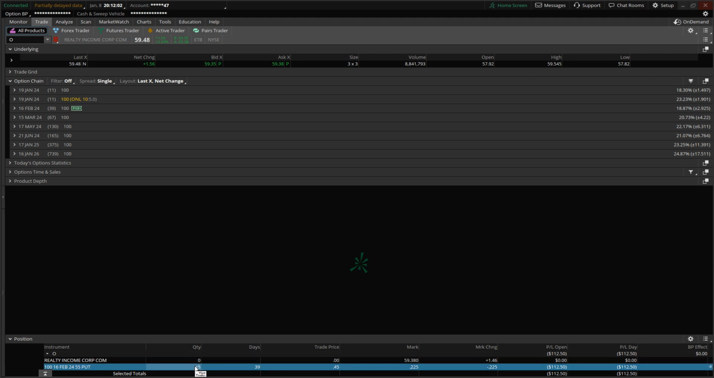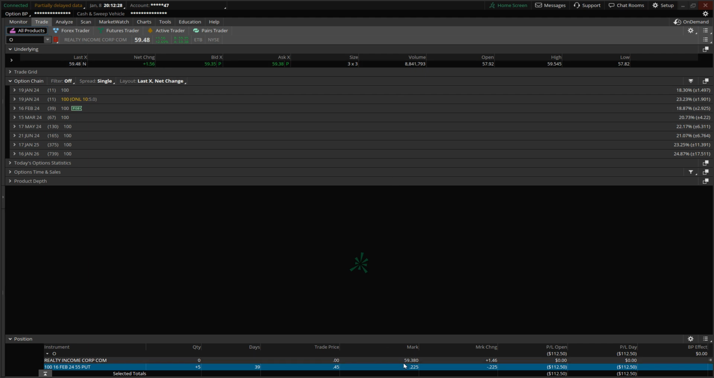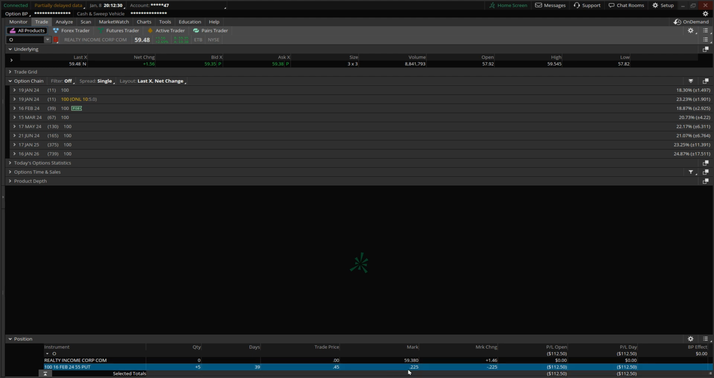These 5 contracts, or all contracts with the February 16th expiration date, will be worthless in 39 days. My entry price was quoted at 45 cents, but the multiplier is 100, so it's actually $45 per contract times the 5 contracts. That's about a $225 risk. And unfortunately, as the stock price went up $1.56, the premium dropped almost half its value to $22.50 by the end of the close.